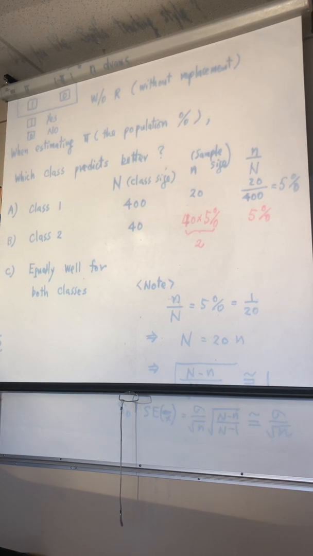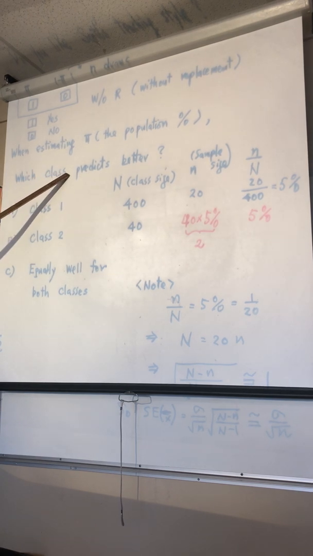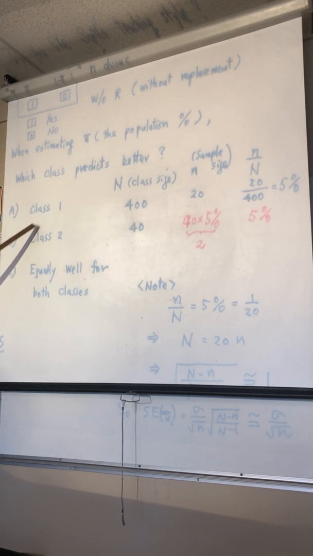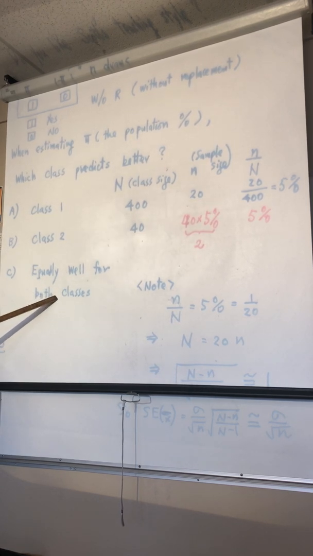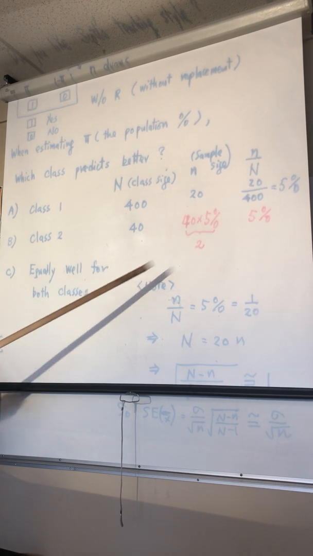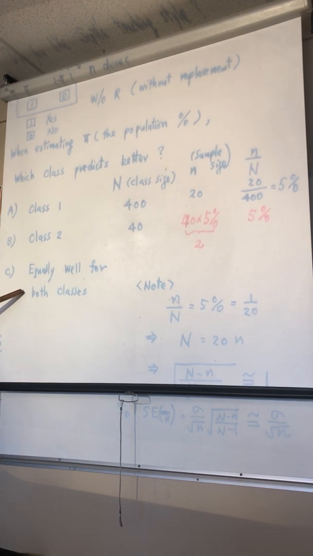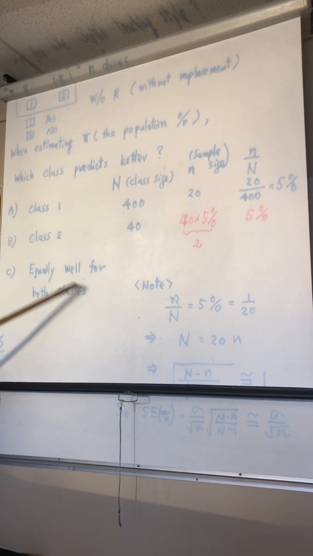But this is wrong. After you take this course, you should know. If I ask you to choose A, B, C, which class predicts better: class 1, class 2, or equally well? Most people, if they see 5% and 5%, will choose C, equally accurate. But that's wrong. Let's see why.